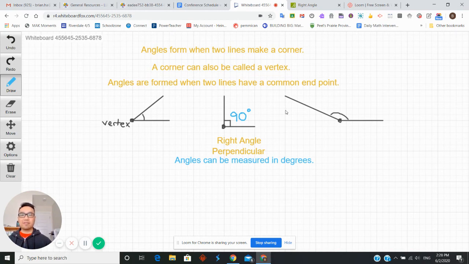Right angles have a measurement of 90 degrees. They occur when a perfectly straight vertical line meets with a perfectly straight horizontal line. These are also called perpendicular lines.